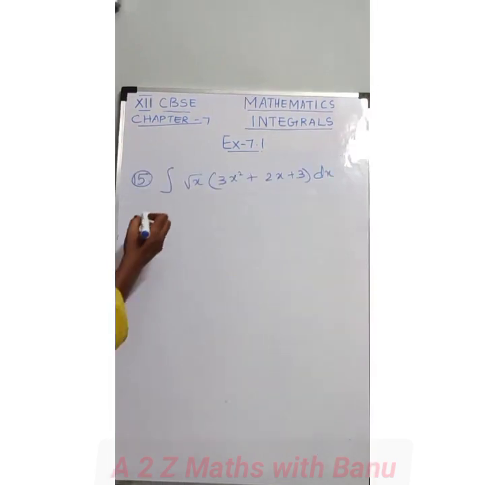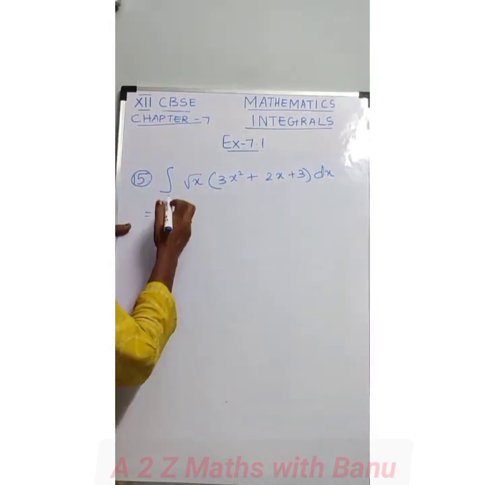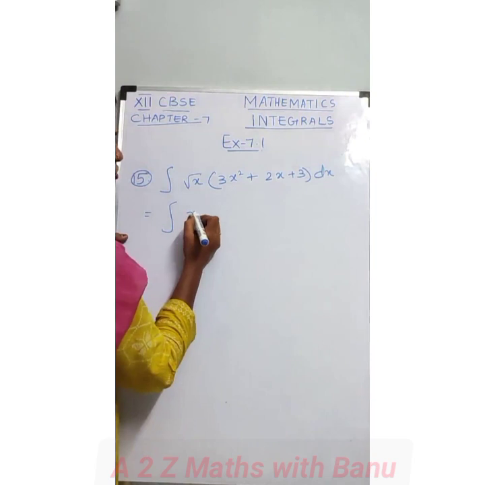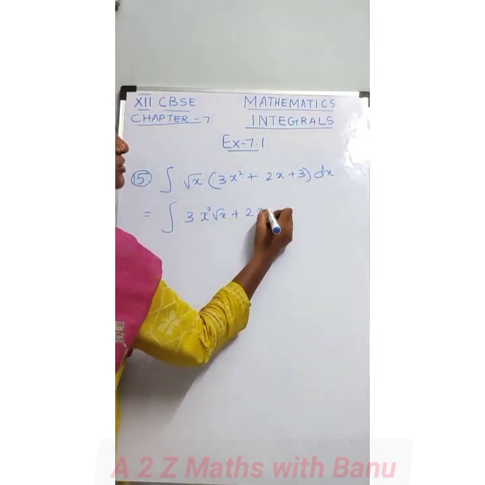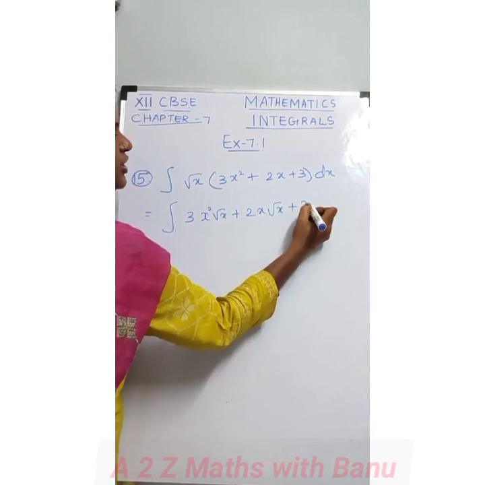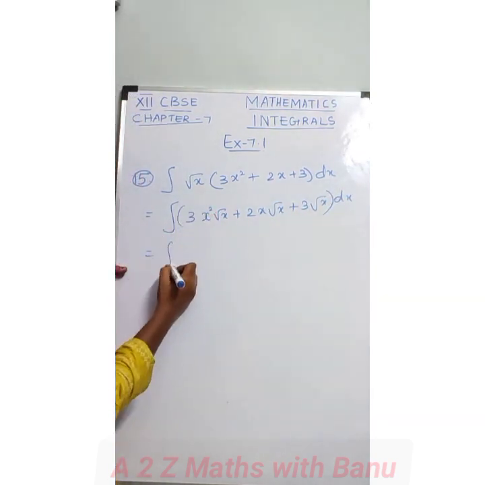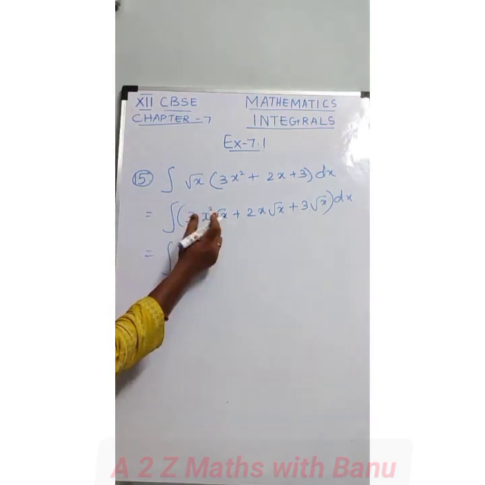Now we have the 15th problem, root x into the terms of x. So first we multiply each and every term with root x. So I will get 3x square into root x and 2x into root x and then 3 into root x dx.